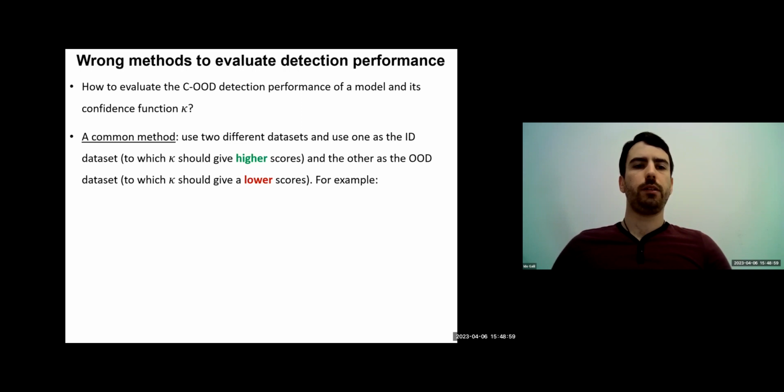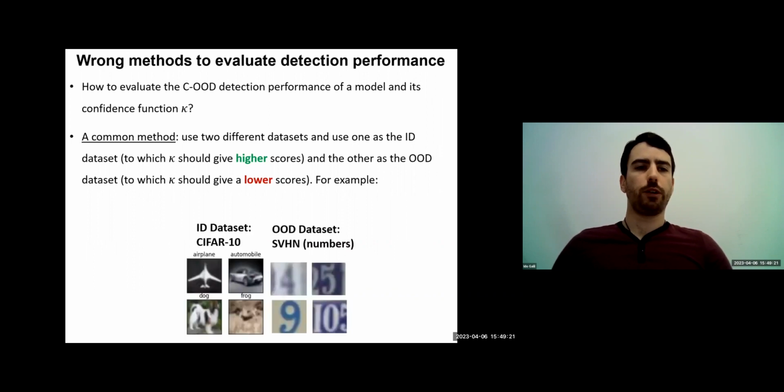One common method is to use two different datasets. One is used as an ID dataset, and the second dataset is used as an OOD dataset. During testing, we evaluate how well the model and confidence function can detect OOD samples by assigning them lower scores than ID samples. For example, we might train a CIFAR-10 classifier and test its ability to distinguish images of dogs and airplanes from images of numbers coming from the SVHN dataset.